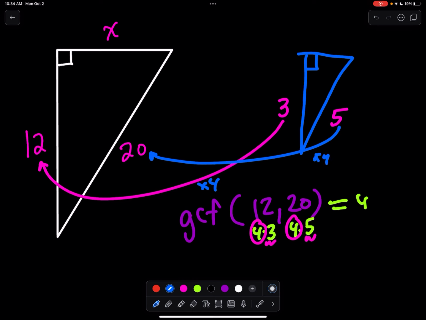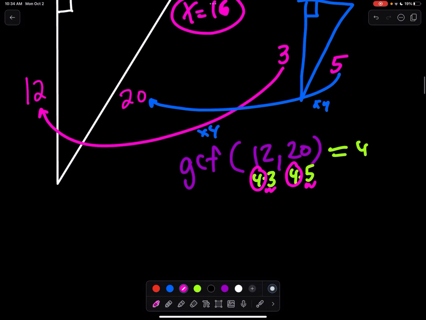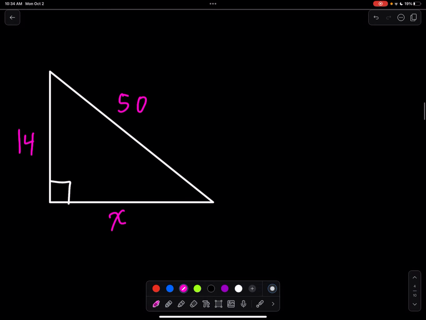So this is, again, our favorite one, 3, 4, 5. And we're scaling up by 4. So 4 times 4. X is simply 16. I just used some similarity. I did not have to do the Pythagorean theorem, and that's kind of sweet. Pythagorean theorem is great. It's always in your back pocket, but it takes some time.